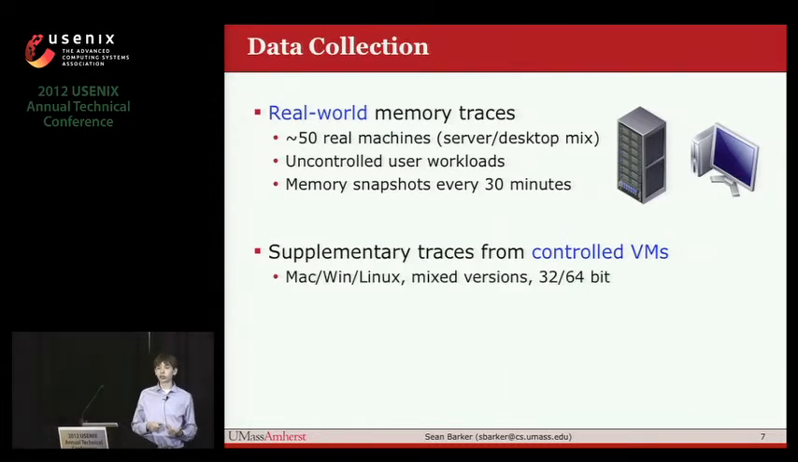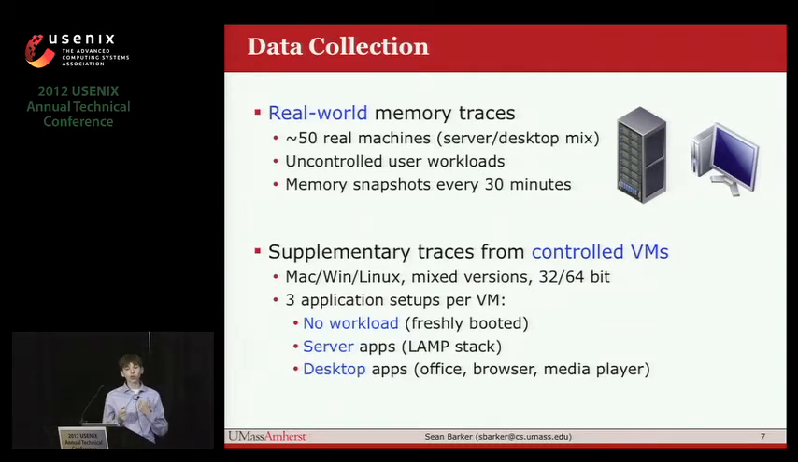So this allows us to vary exactly what's going on in those VMs. We can vary what the operating system is, what the versions are, the architecture of the OS, and so forth. We can also look at a variety of different workload setups. In particular, we're looking at 3 basic application setups. One where there's no workload, we just have the VM. One in which we're running a typical LAMP stack, and then one which is a typical desktop deployment where we're running some typical desktop applications.